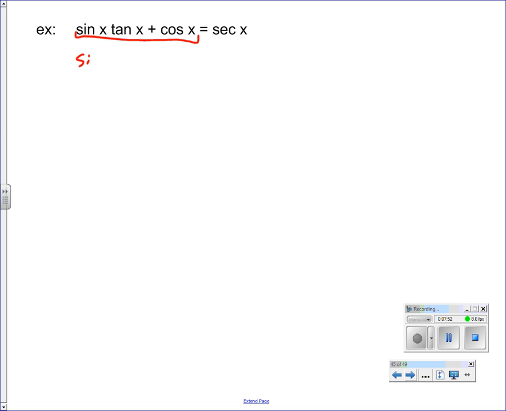So I have sine x tangent, which is the same as sine over cosine, plus cosine. Alright, so I can multiply sine x times tangent. I'll have sine squared x over cosine x plus cosine x.